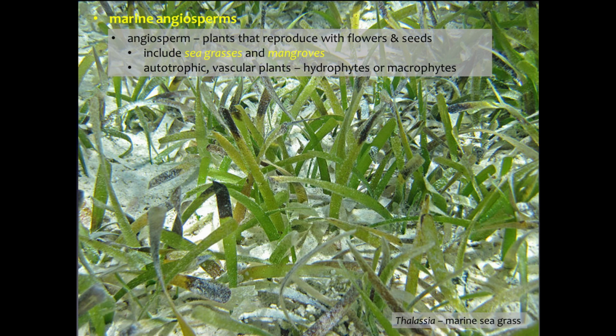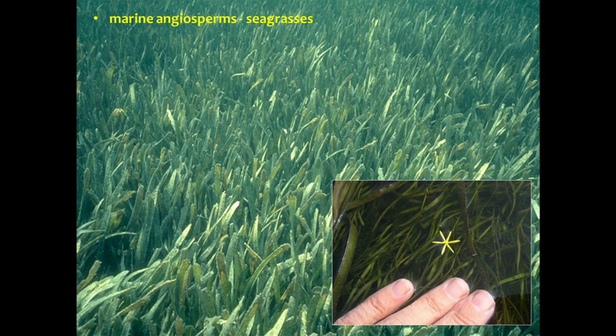So right here you have some examples of Thalassia in this image, marine seagrass. This is both a macrophyte, large enough to see with our naked eye, as well as a hydrophyte, and autotrophic as well. Here are some seagrasses. Once again, a flowering plant. In the inset photo, you can see one of the flowers that they do produce. The leaves typically are long and narrow.